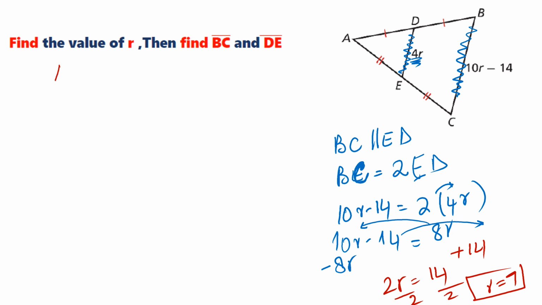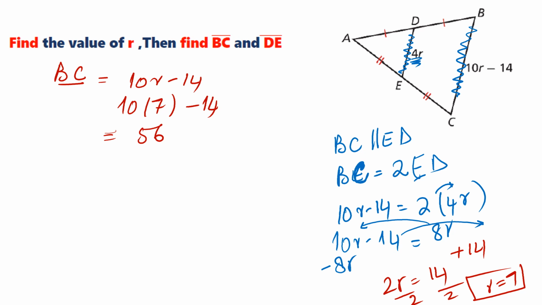Now let's try to find BC, which is 10r minus 14. Replace r by 7: 10 times 7 minus 14, which means 70 minus 14. So 70 minus 14 gives me 56. Okay, let's check. Am I right or wrong? So find DE, which is 4r. r is 7. 4 times 7 is 28, and 28 plus 28 gives me 56. So I am doing the correct thing.